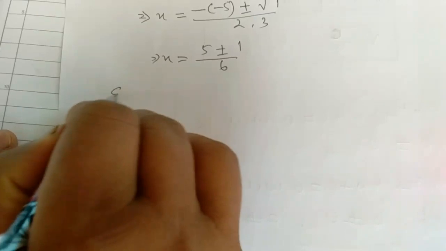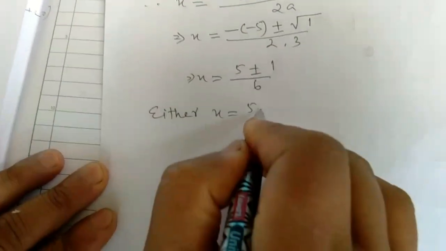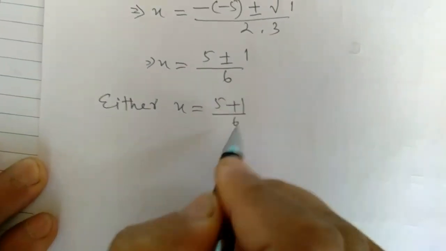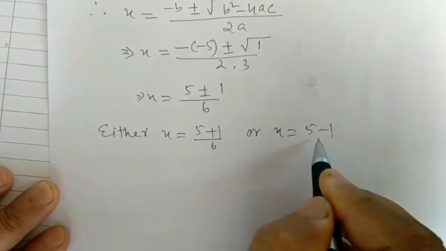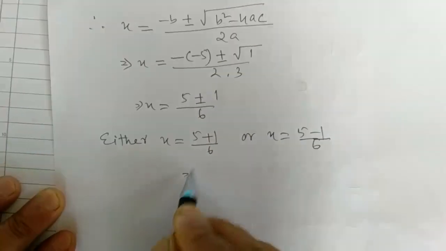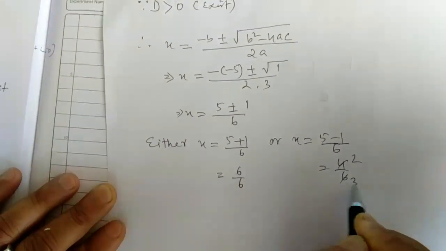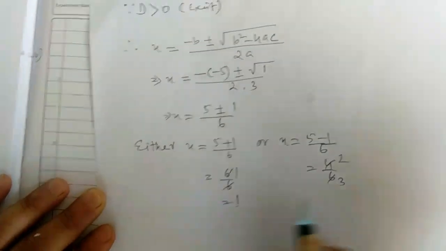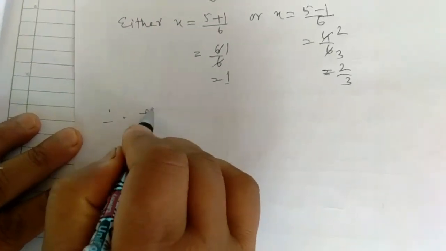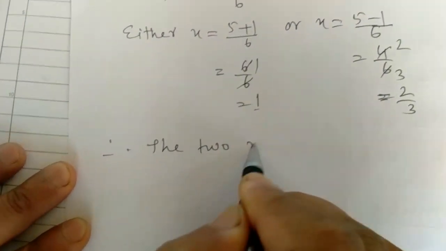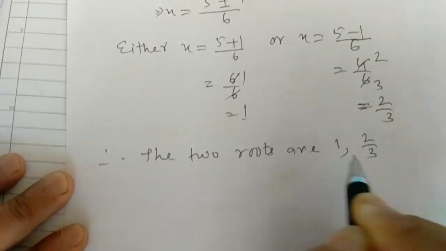Then write either or. Either x equal to 5 plus 1 by 6, or x equal to 5 minus 1 by 6. Adding, you will get 6 by 6, and 4 by 6. 6 1s are 6, so 1; 4 by 6 is 2 by 3. So these are the two roots. Therefore the two roots are 1 comma 2 by 3. I think you understood this one.